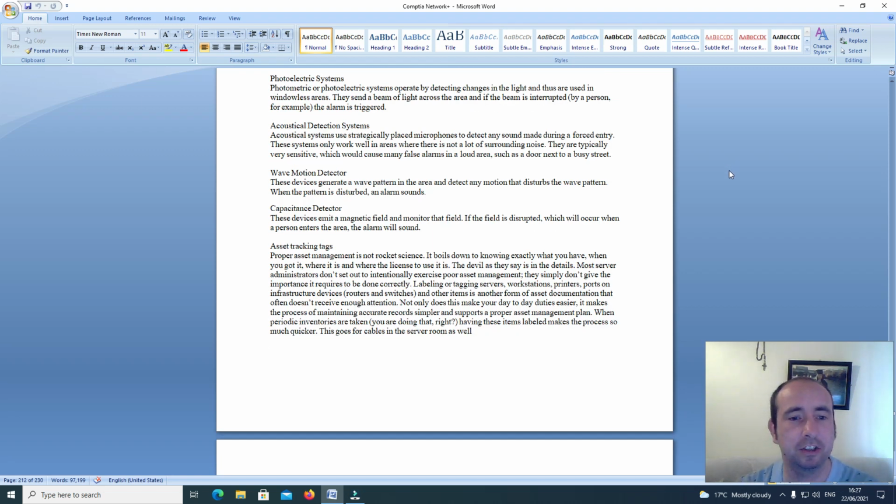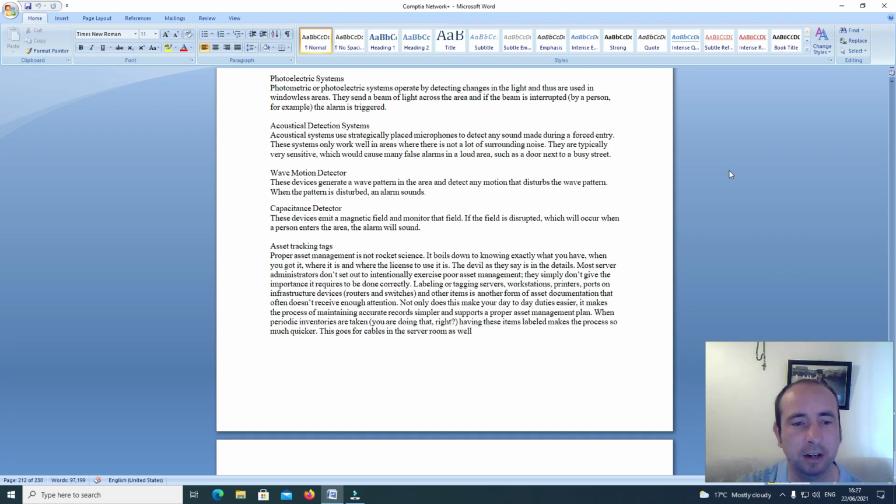Acoustical detection systems. Acoustical systems use strategically placed microphones to detect any sound made during a forced entry. These systems only work well in areas where there is not a lot of surrounding noise. They are typically very sensitive, which would cause many false alarms in a loud area, such as a door next to a busy street.